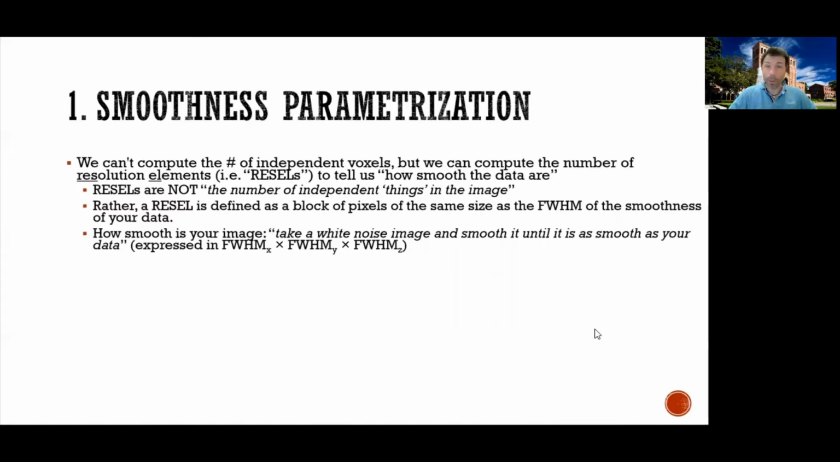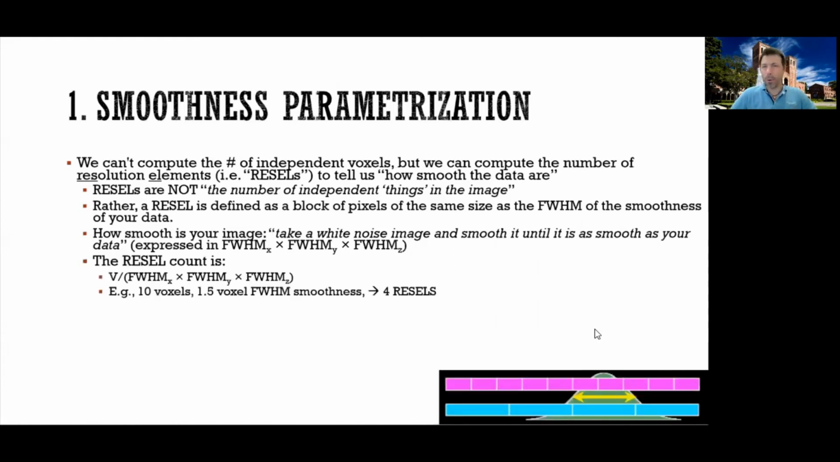But still, the key point is we calculate how many results there are in your image as a means of understanding how smooth your data are. To make this a little bit more concrete, imagine that the result count is the number of voxels divided by how smooth your data are.